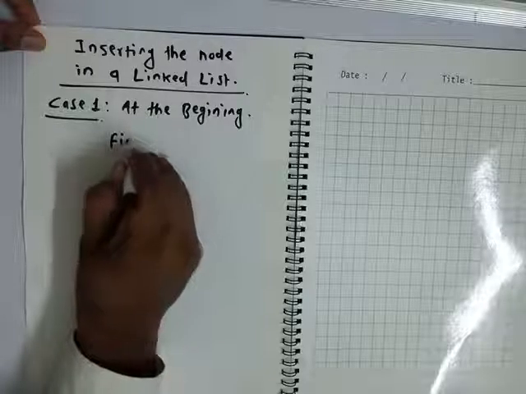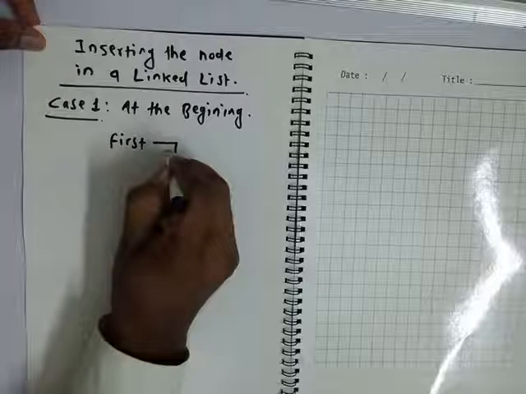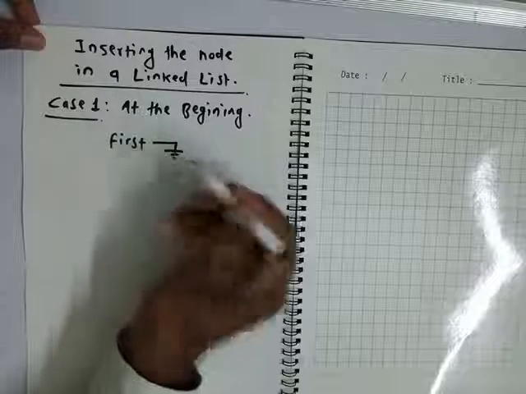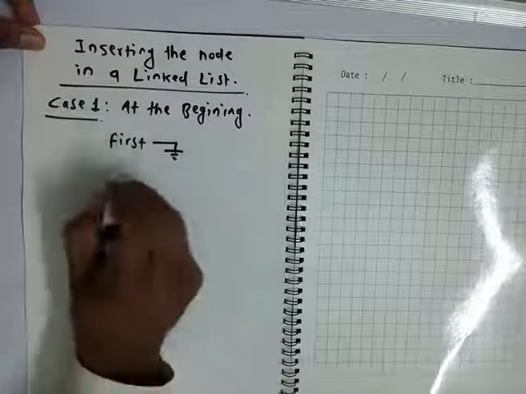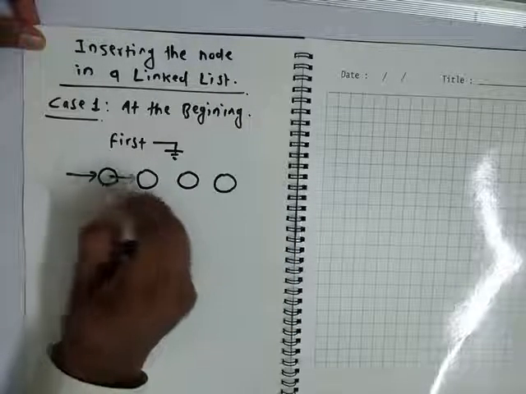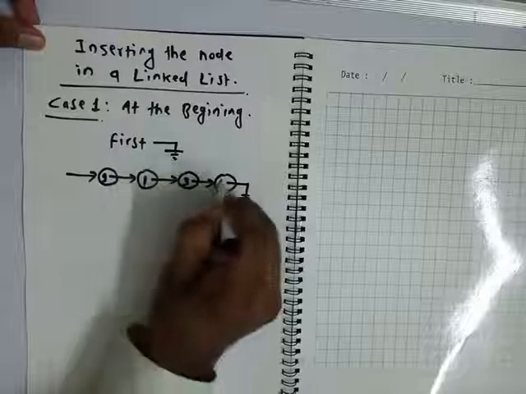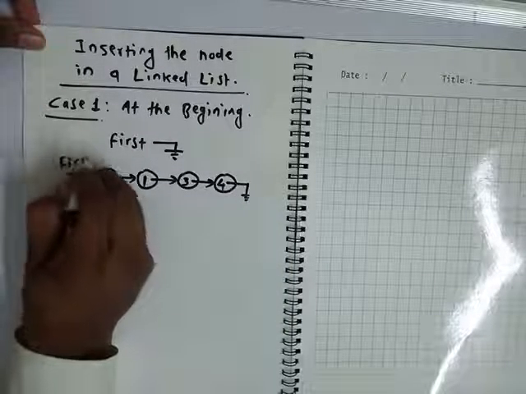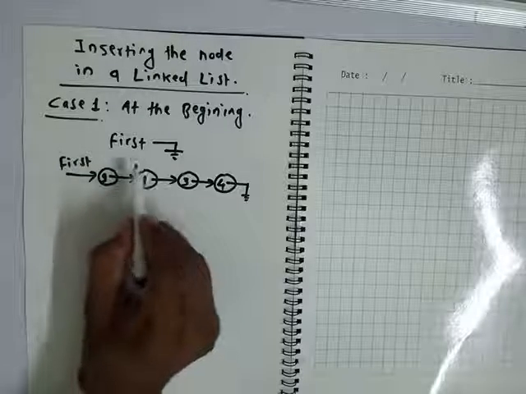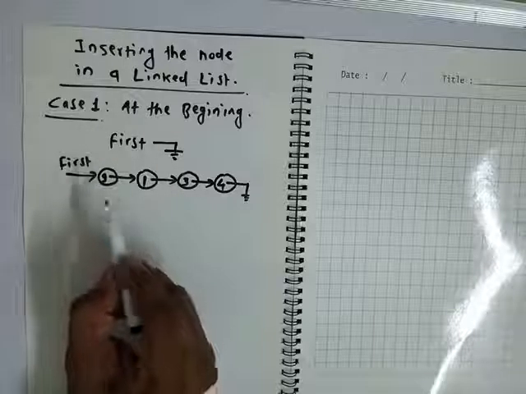For example, if our linked list is being pointed by a pointer first, so one case says the linked list is empty. In the other case we have some nodes or a few nodes in the linked list being pointed by first. So the first is pointing to a node, and here the first is null. So we'll have to take care of both these things while inserting at the beginning.